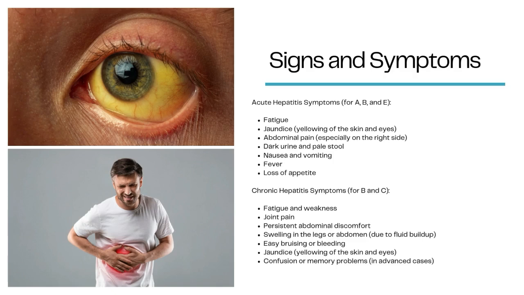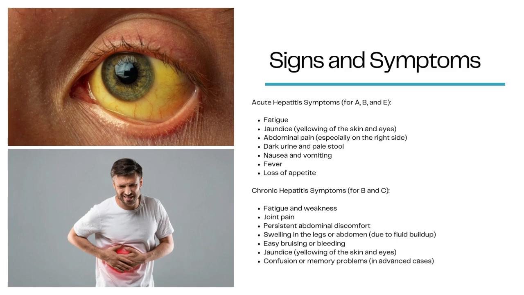Recognizing the signs and symptoms of hepatitis is critical for early detection and treatment, particularly in addiction treatment settings where many individuals may be at higher risk. The symptoms can vary depending on whether the infection is acute or chronic. In cases of acute hepatitis, such as hepatitis A, B, and E, individuals may experience flu-like symptoms, including fatigue, jaundice, or a yellowing of the skin and eyes, and abdominal pain, particularly on the right side of the abdomen where the liver is located. Other common symptoms include dark urine, pale stools, nausea, vomiting, fever, and loss of appetite. These symptoms often appear suddenly and can last for several weeks.